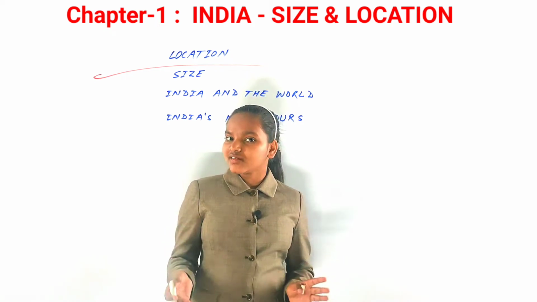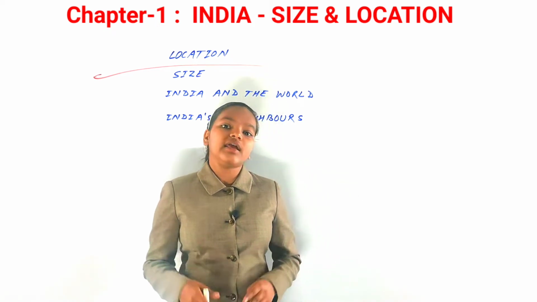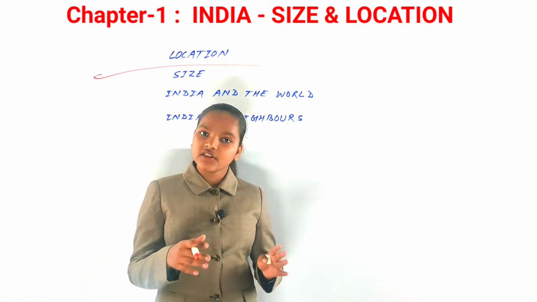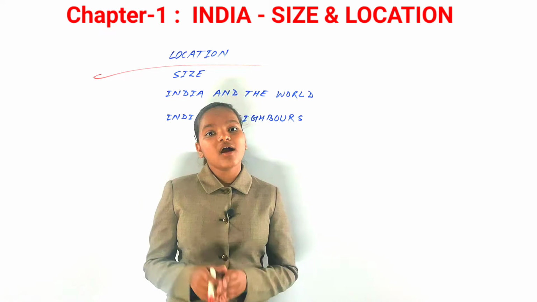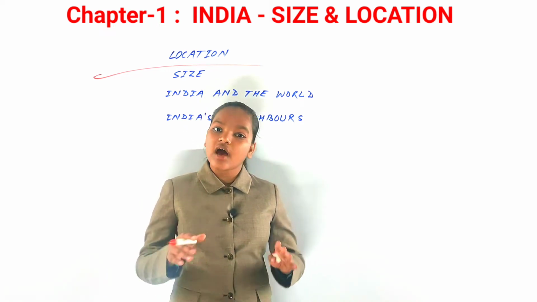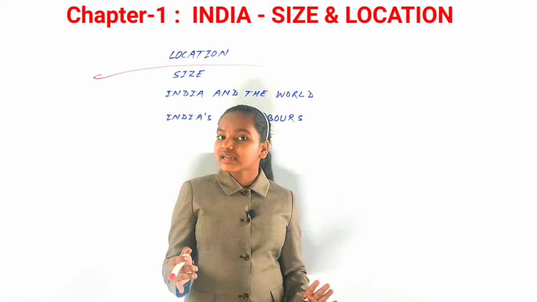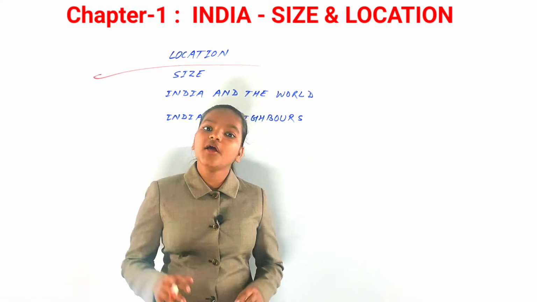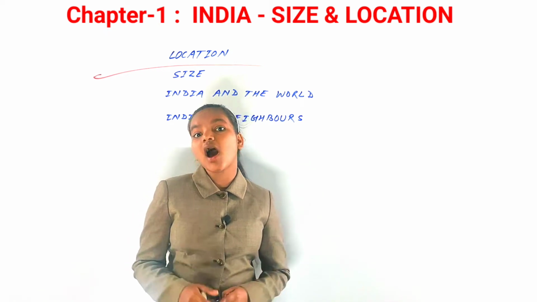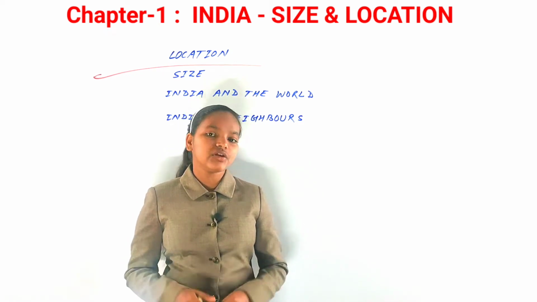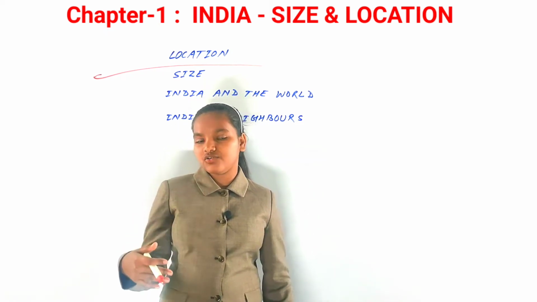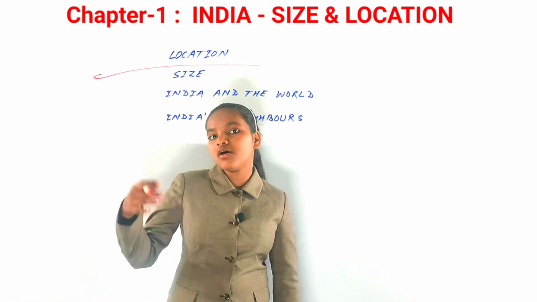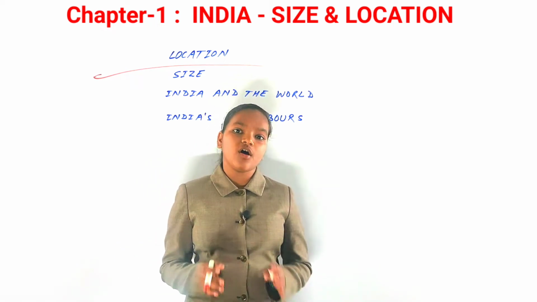The latitudinal extent is 8 degrees 4 minutes north and 37 degrees 6 minutes north. Both are in north, not in south, because India lies completely in the northeastern hemisphere, and that's why both latitudinal extents are in north. Don't get confused about why they aren't in south. They aren't in south because India lies completely in the northern part of the earth.